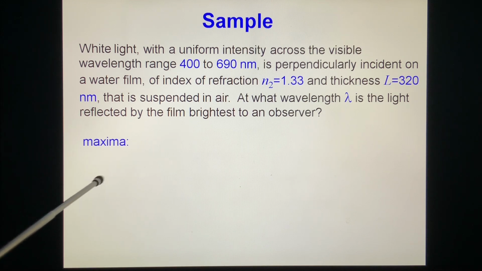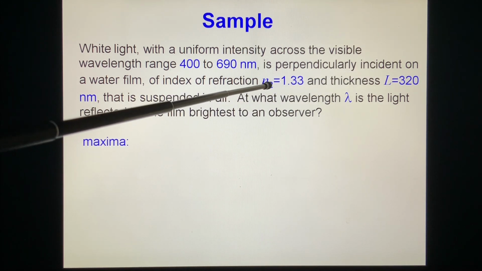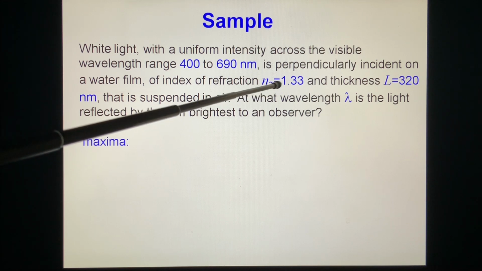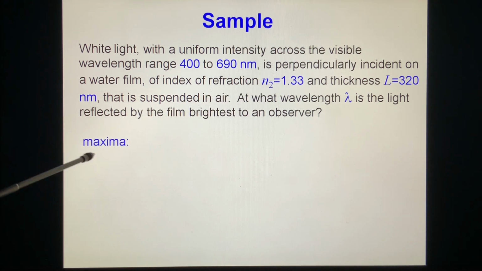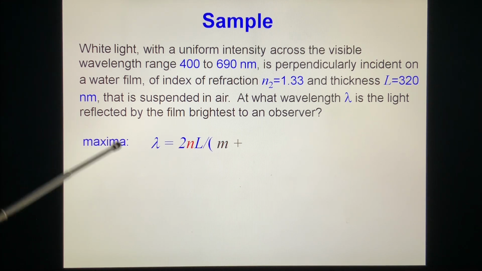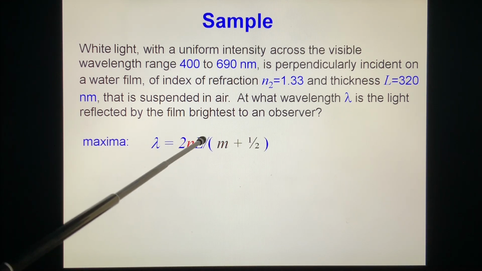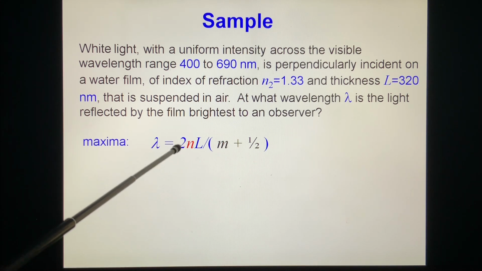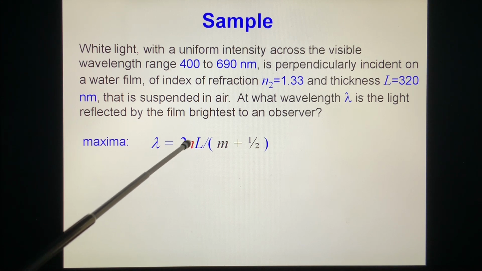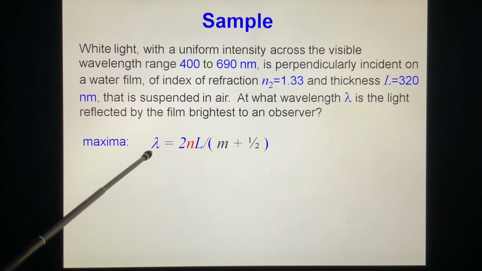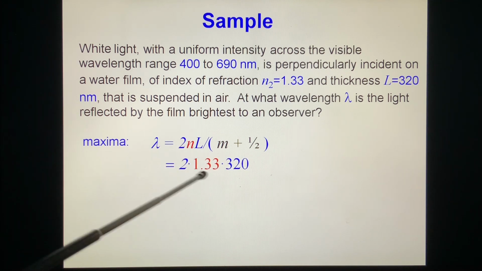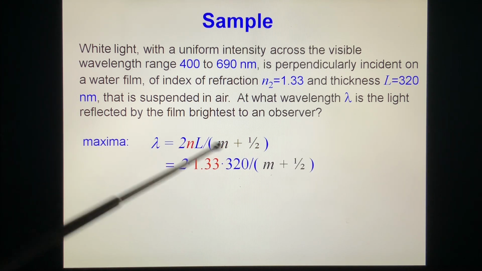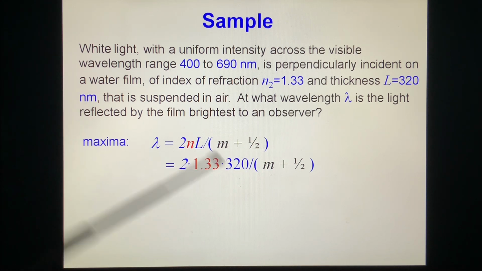We know that's when the index of refraction of the film is larger than both sides, so we can use the formula we deduced above. So the maximum is 2nL = (m + 1/2) lambda. That's the maximum. Okay, and then n is 1.33, L is 320, with nanometer as the unit.